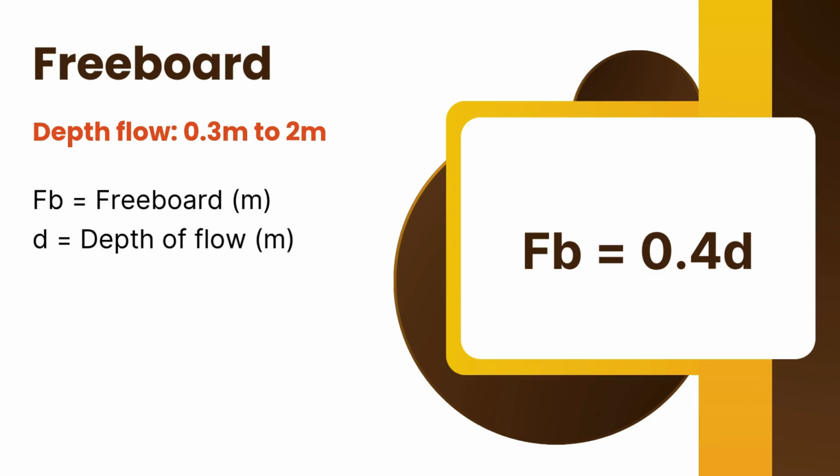Lastly, we have freeboard. This is the vertical distance between the surface of the water and the top edge of the channel. Think of it as your safety buffer, to prevent water from spilling over during high flows. There are a few ways to calculate freeboard, depending on how deep the water is.